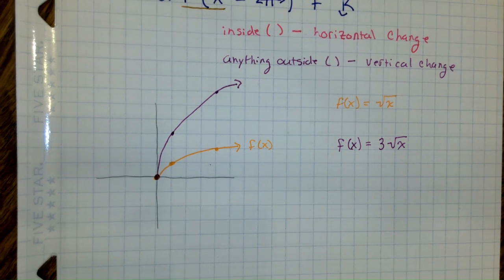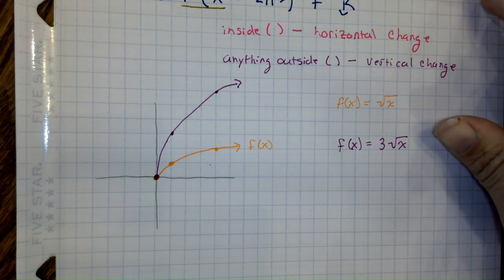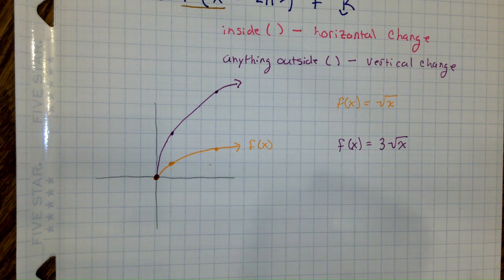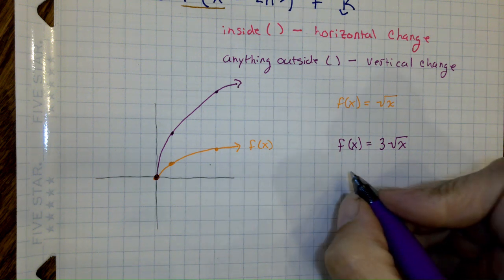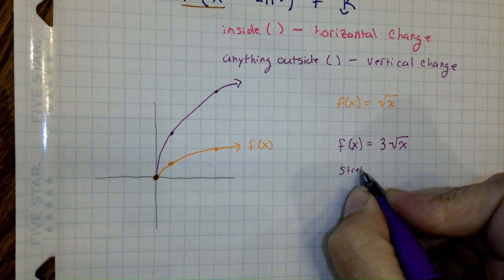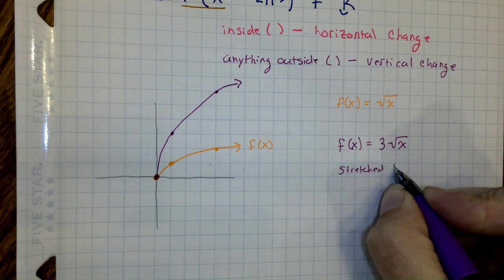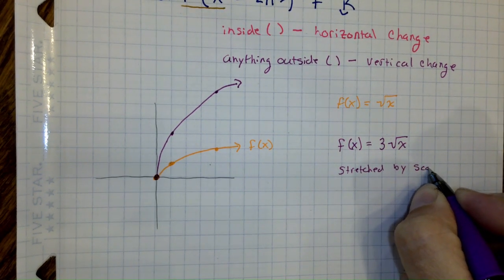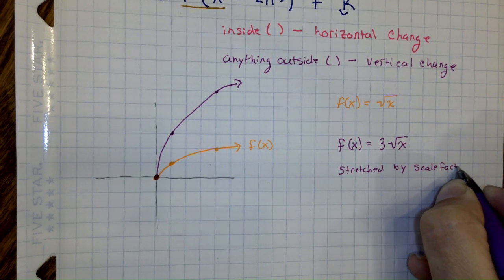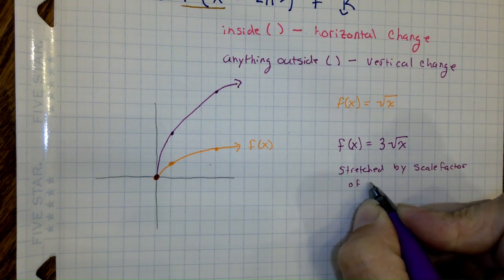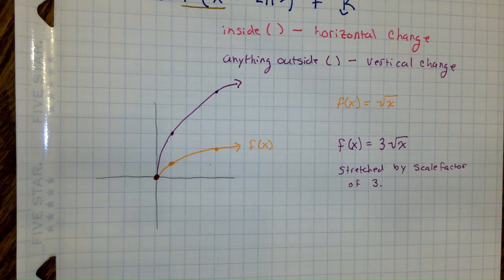So you might notice that it had a vertical change. Why did it have a vertical change? The 3 is on the outside, and it's a stretch factor. Okay, it's a type of dilation. So it's stretched by a scale factor of 3. However, the domain and range are the exact same.